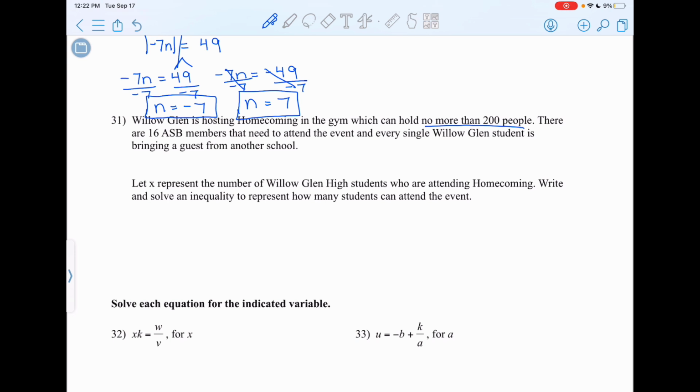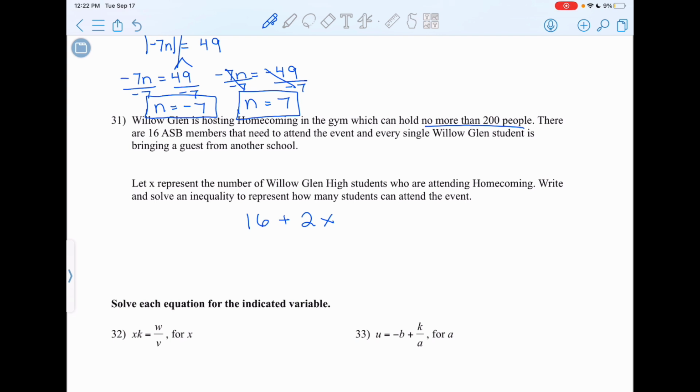So I know that 16 ASB members are coming, and for every Willow Glen High School student, they are bringing a guest. That means that we are doubling the number of Willow Glen High School students that are coming. For example, if 2 students are coming and they're both bringing a guest, that will be a total of 4. If 3 are coming and they're all bringing a guest, that would be a total of 6. So 2x represents every student bringing a guest.